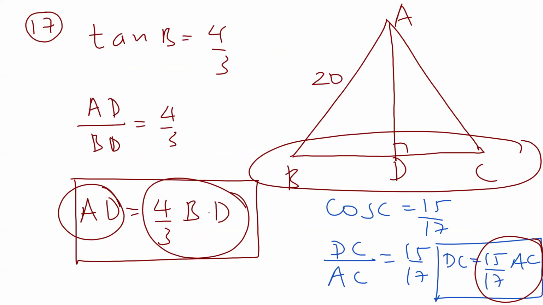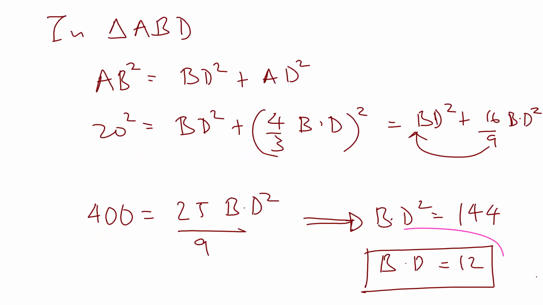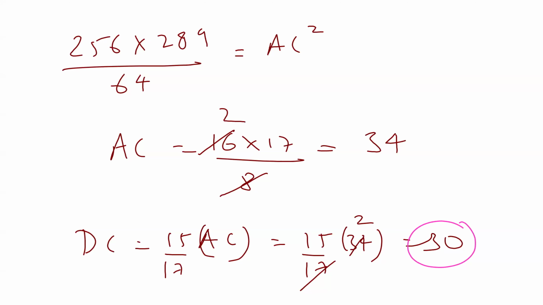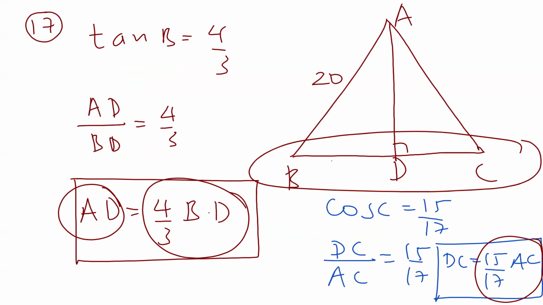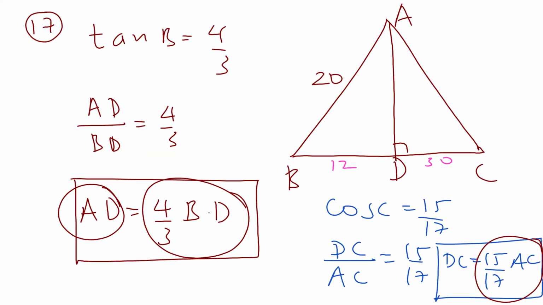So BC is equal to BD plus DC. We have calculated the value of BD, BD is 12, and DC is 30. So I'll just write 12 and 30 over here. So the total length of BC is 42. Fine.